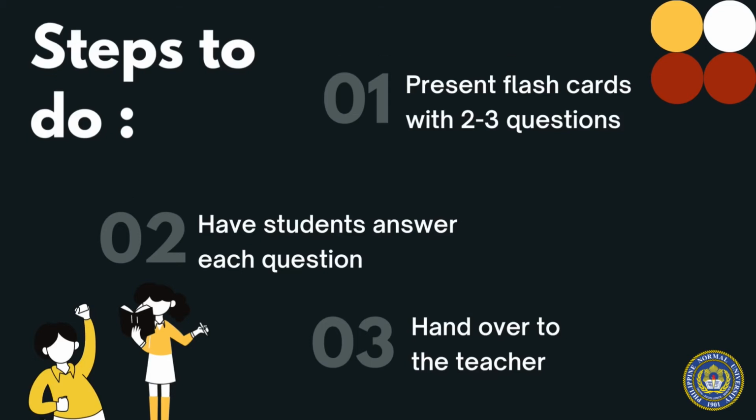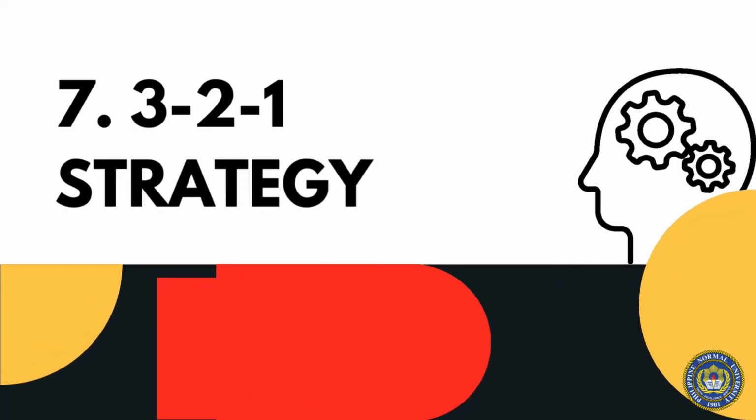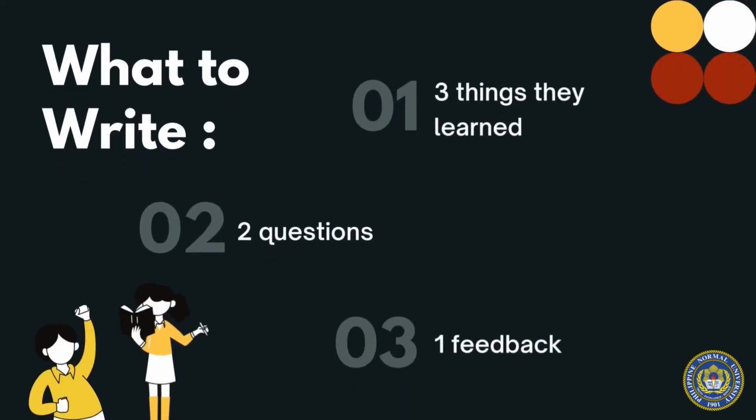exiting the class. And the last one, 3-2-1 strategy. On an index card, students are instructed to write 3 points they learned, 2 points they have questioned, and 1 feedback for the instructor about teaching methods, or tools, or strategies employed.